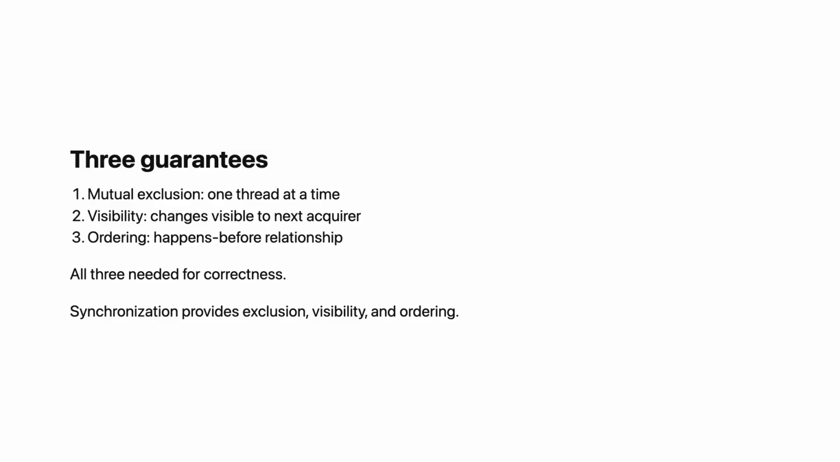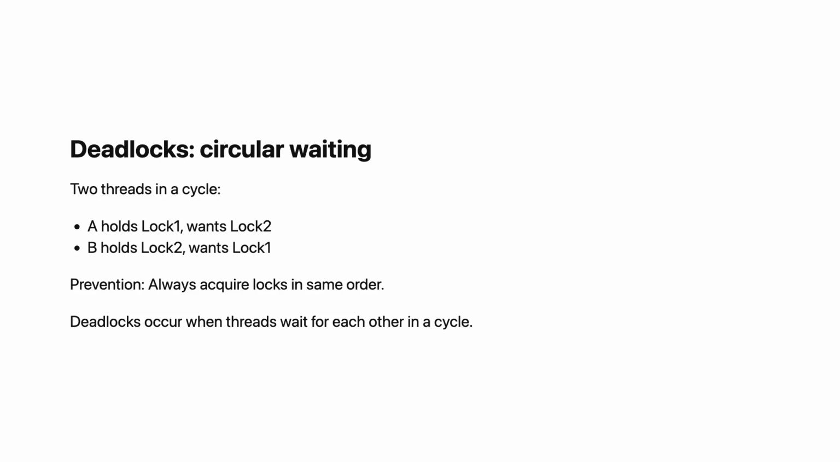Deadlocks occur when threads wait for each other in a cycle. Thread A holds lock 1, wants lock 2. Thread B holds lock 2, wants lock 1. Neither can proceed. The program freezes. Deadlocks happen when acquiring multiple locks in different orders. A takes 1 then 2, B takes 2 then 1.